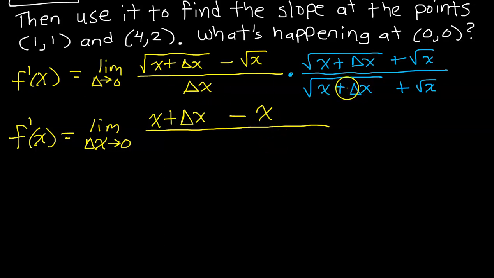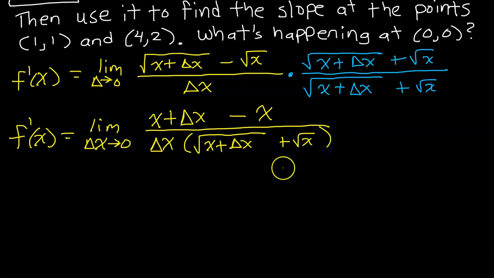Now I'm looking at the denominator. I am multiplying delta x times this denominator. In fact, I'm just going to leave it like that. So I'm just going to put delta x, and then in parentheses, I'm going to put the square root of x plus delta x plus radical x. Bam! This is the derivative.